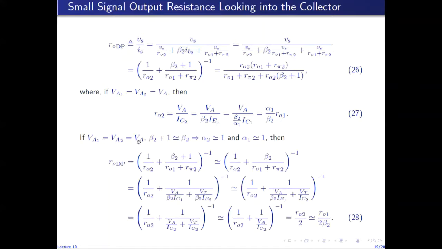So furthermore, on top of this assumption, if we further assume that the beta values for the two transistors are very large, that is, we assume that beta 2 plus 1 is approximately beta 2, which gives alpha 2 to be 1. And then we further assume that alpha 1 is also approximately 1. Then I can simplify this term. So beta 2 plus 1 is approximately beta 2. R naught 1 is VA over IC1. So I can take the beta in the numerator and divide the denominator with it. R pi 2 is VT over IB2, and then this beta from the numerator.